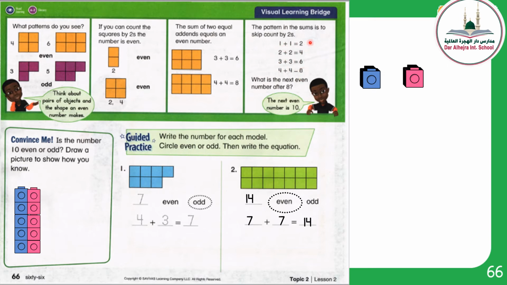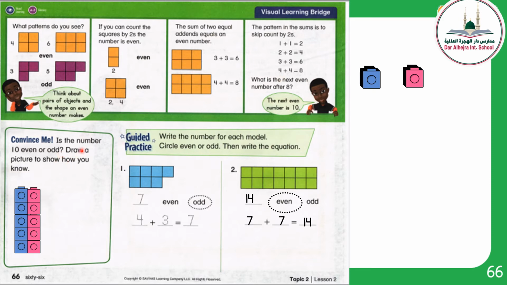Another interesting fact about evens and odds is this: by adding one addend each time, we come up with the next even number. Like here I can see 1 plus 1 equals 2, 2 plus 2 equals 4, and so on. Just looking at this pattern, I can understand the next will be 5 plus 5 equals 10.